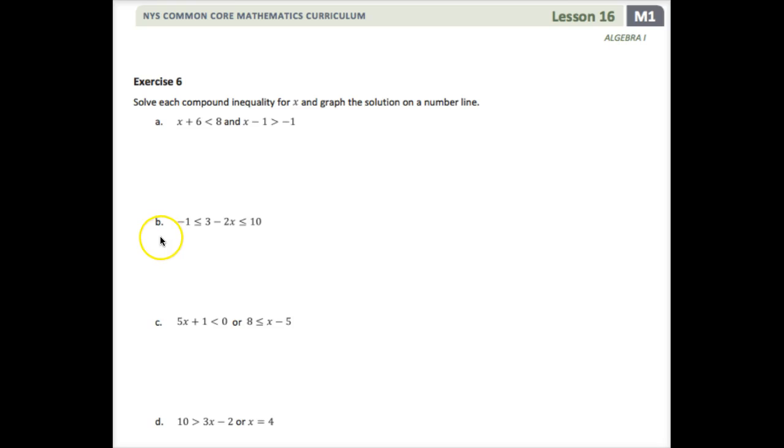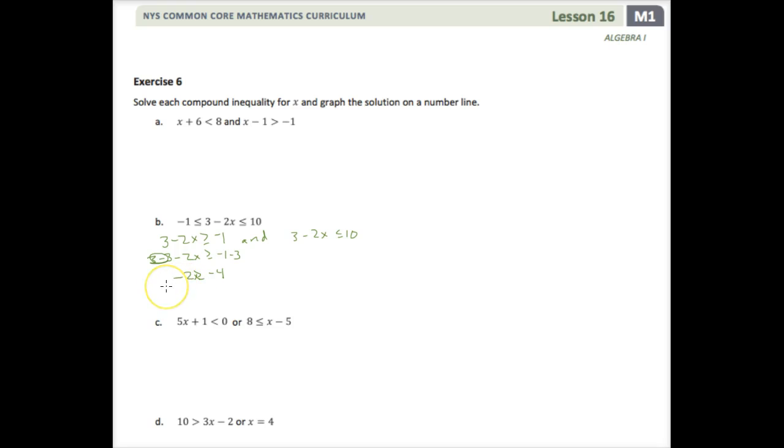I can break it into the two parts. 3 minus 2x is greater than or equal to negative 1. And because this is in between, 3 minus 2x is less than or equal to 10. I can subtract 3 from both sides. 3 minus 2x greater than or equal to negative 1 minus 3. Zero pair, negative 2x greater than or equal to negative 4. Lost my x, there it is.